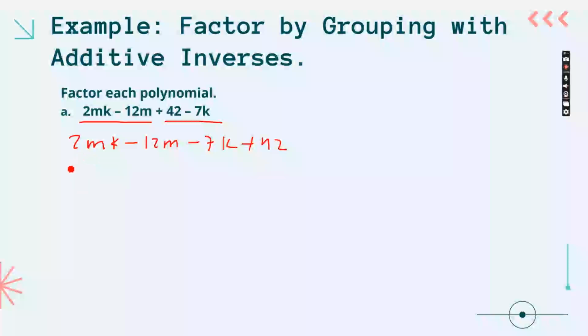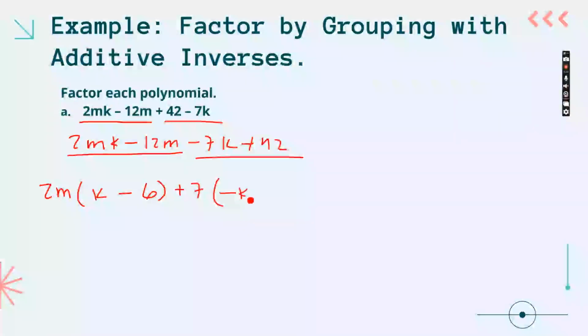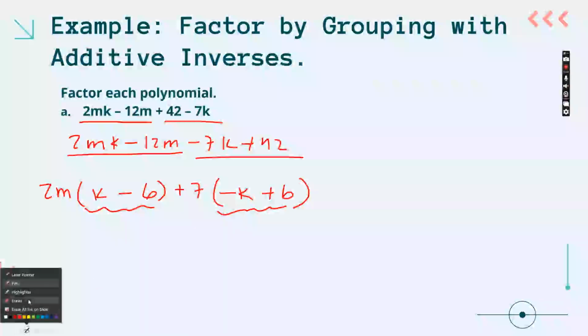If we start factoring this, we notice that in our first group, we share at least 2m, and left over from this, we get k minus 6. Here on the second group, we notice that they probably just share a 7, but if we were to, let's say, take away a positive 7 from this, we're left with a negative k plus 6, which is not going to line up to what we have here. So what should we do, right? How do we make this better for us?